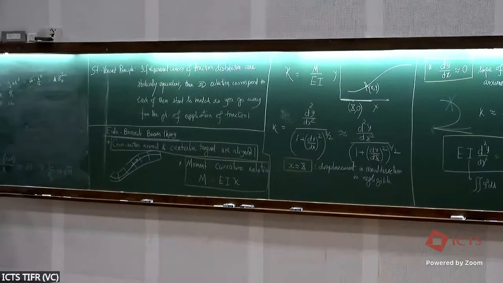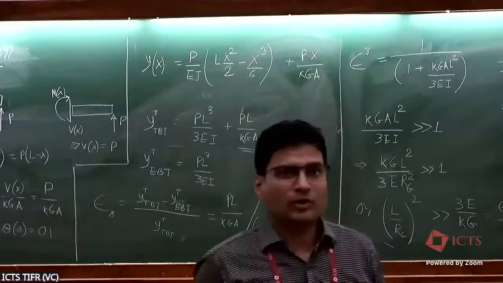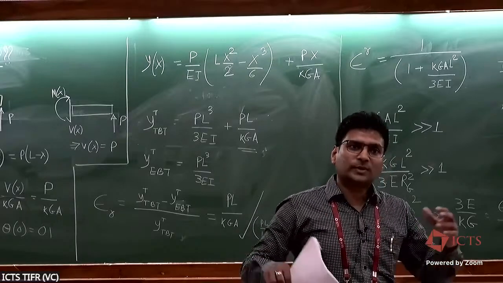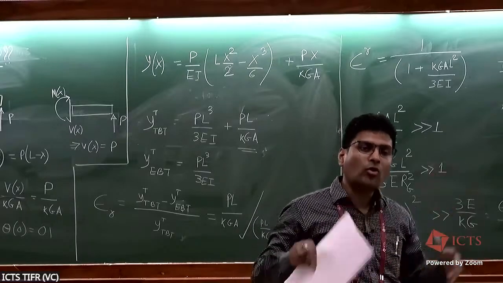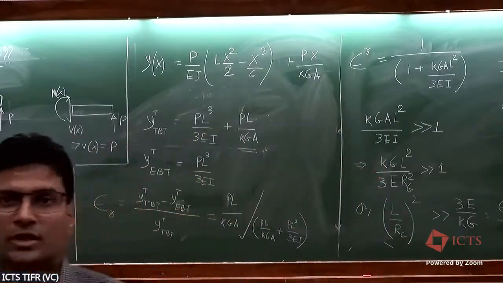But it turns out, from different examples that people have worked out, and from numerics, that if L by RG indeed is much, much large, then for all loading conditions you can trust EBT.